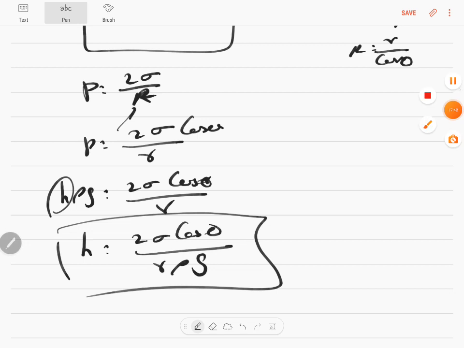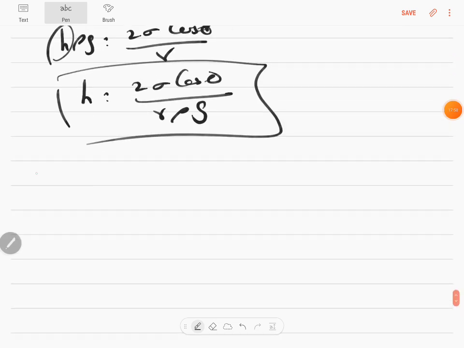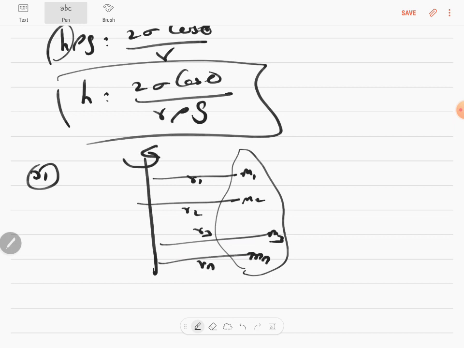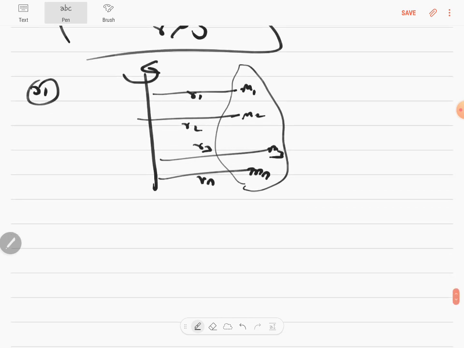Next. The next is the 31st question, in which I'll answer the OR part. Define radius of gyration. Just draw this and consider this to be m1, another mass m2, at distances r1, r2, then m3, r3, and another mass mn at distance rn. This is the axis of rotation. Consider a lamina which consists of particles m1, m2, m3 at distances r1, r2, r3. Let's do the derivation for radius of gyration.